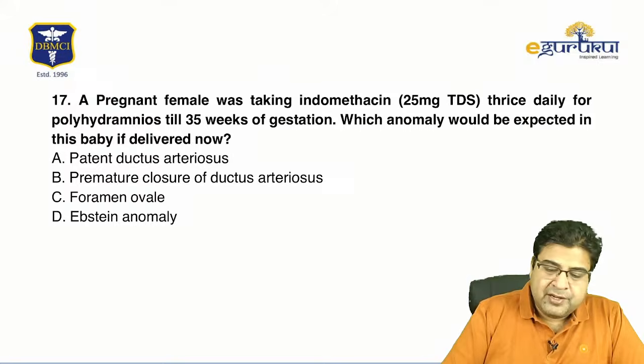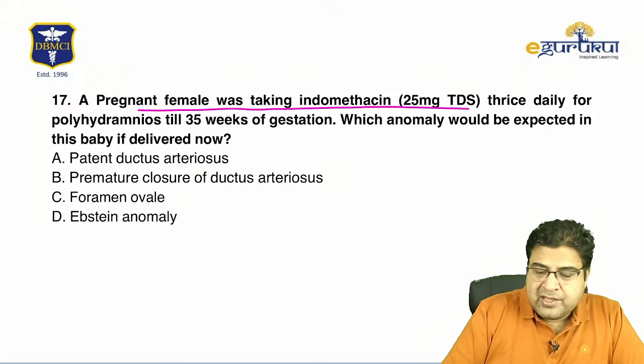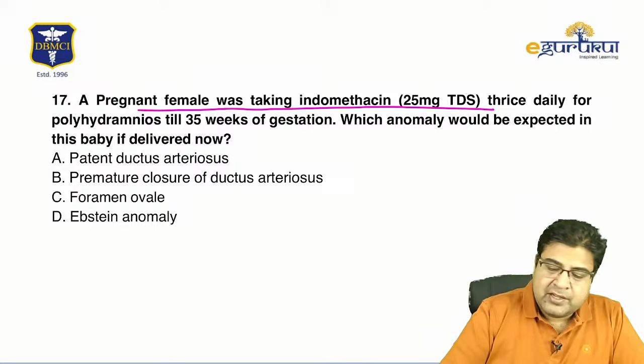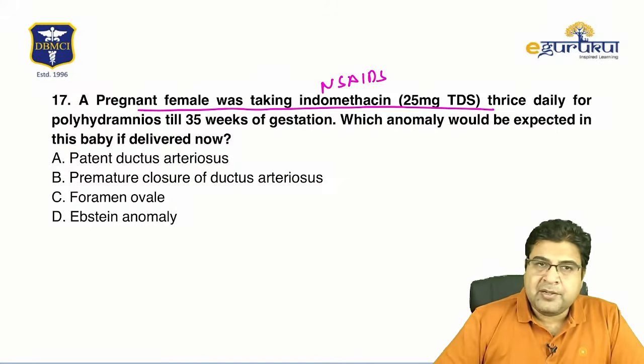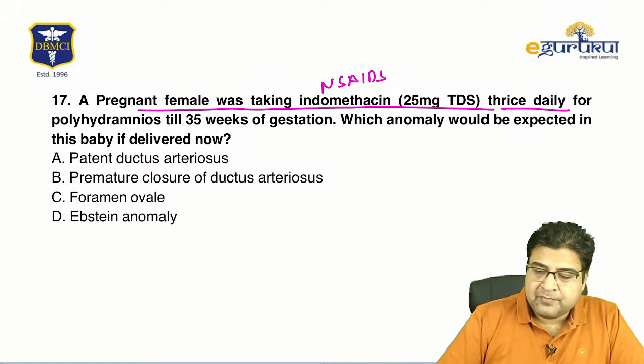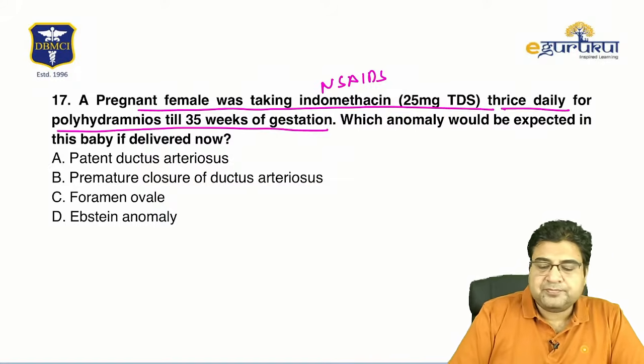Now question number 17, a pregnant female was taking indomethacin. So she is taking one NSAID. Indomethacin is an NSAID which is a prostaglandin inhibitor. She is taking it three times a day for polyhydramnios.